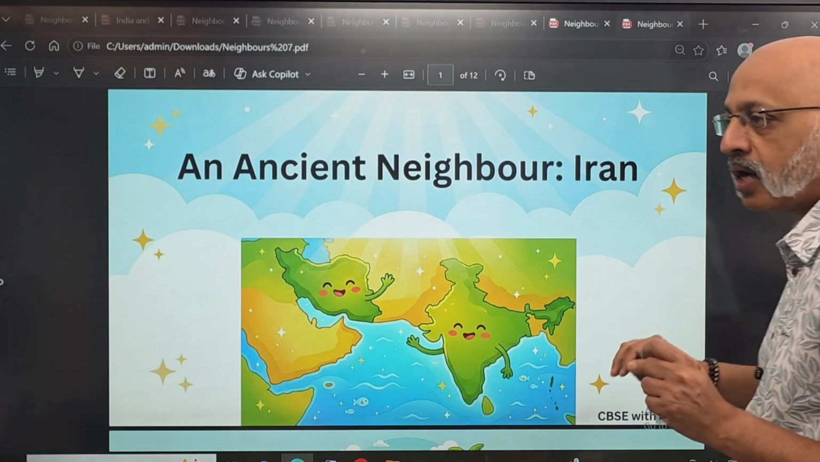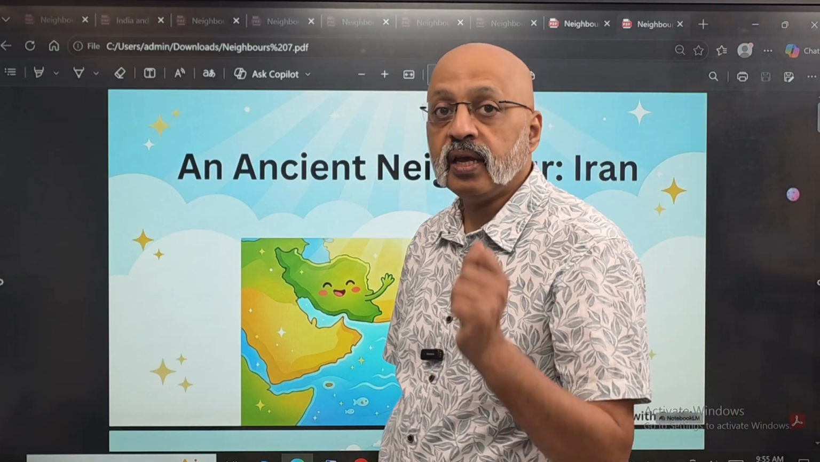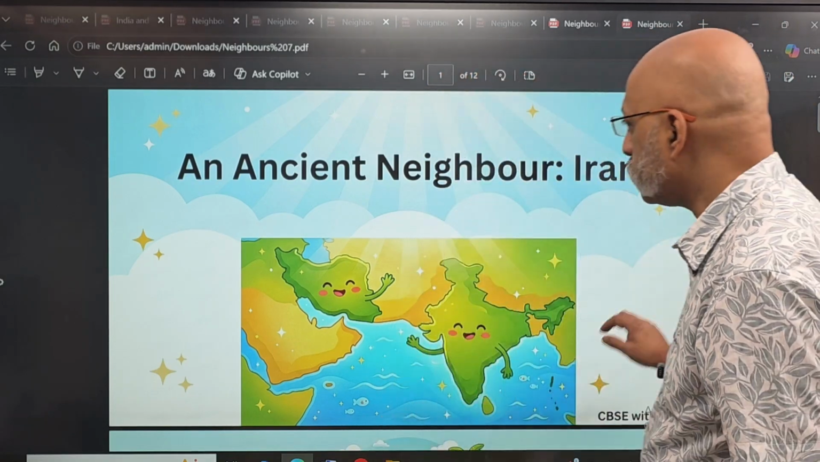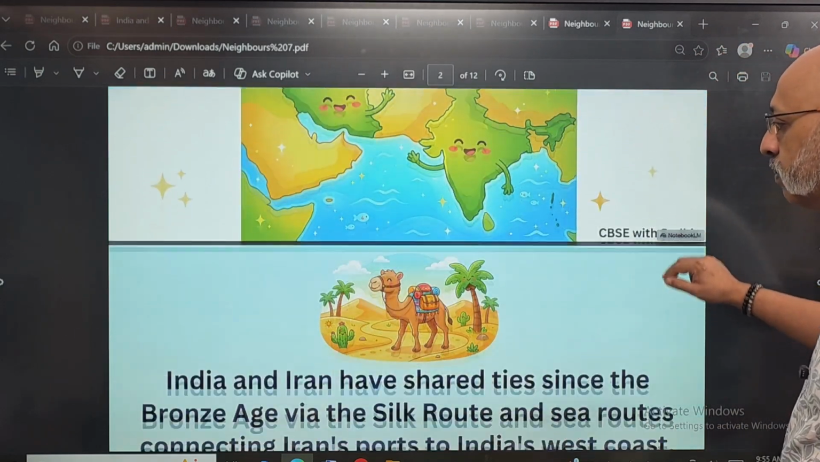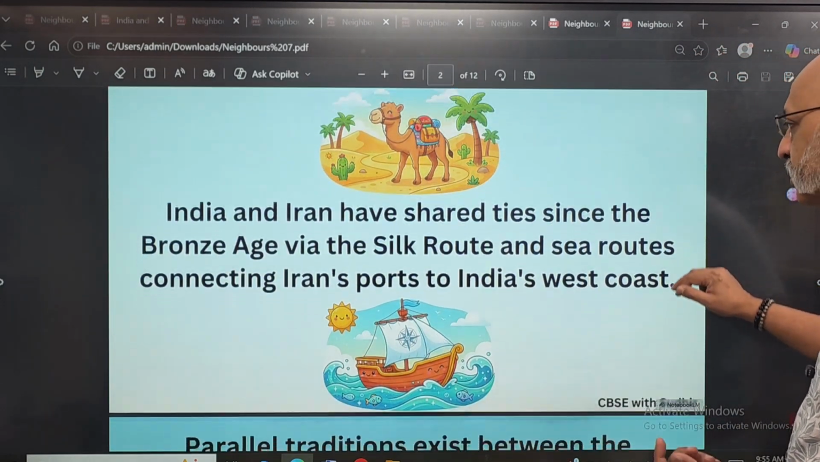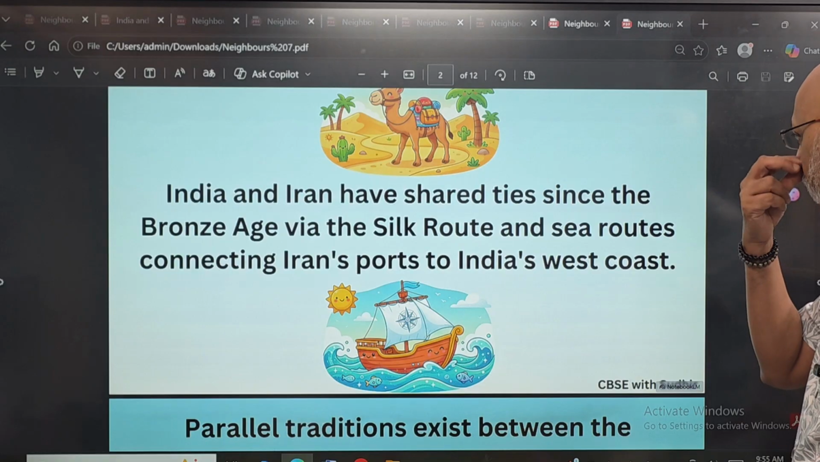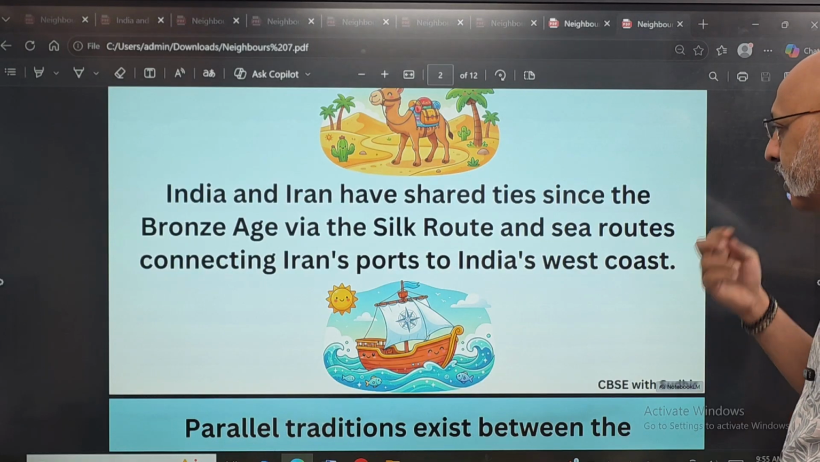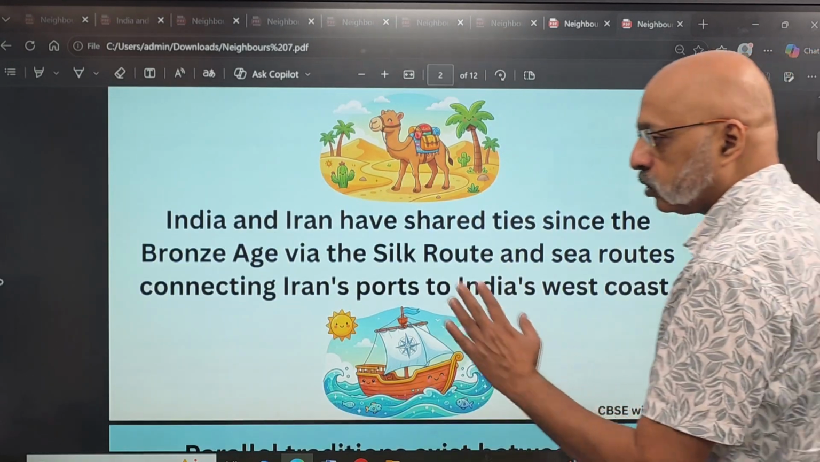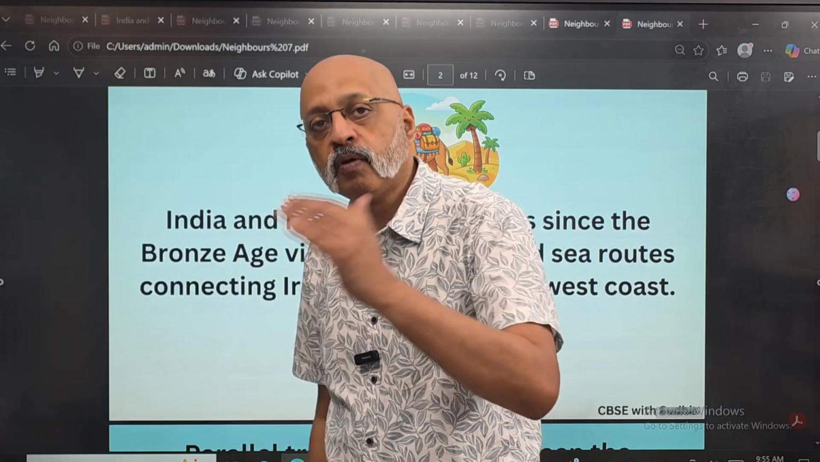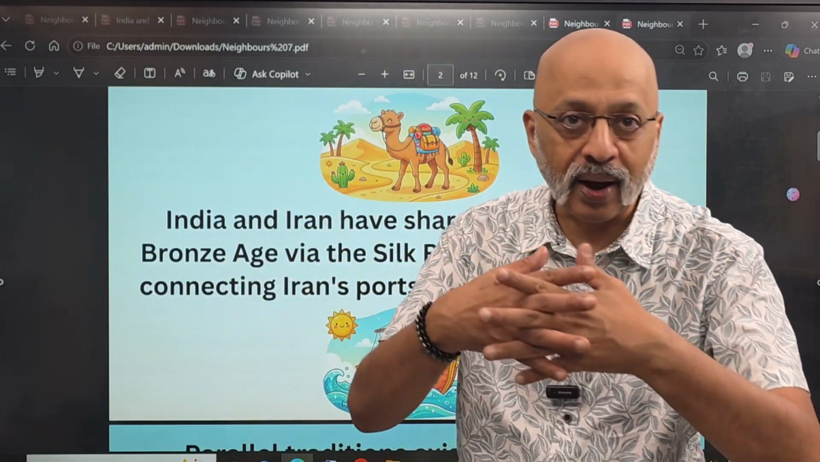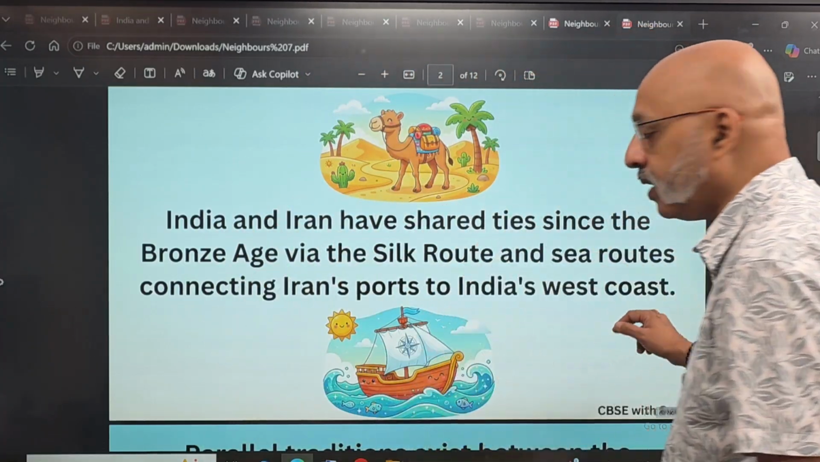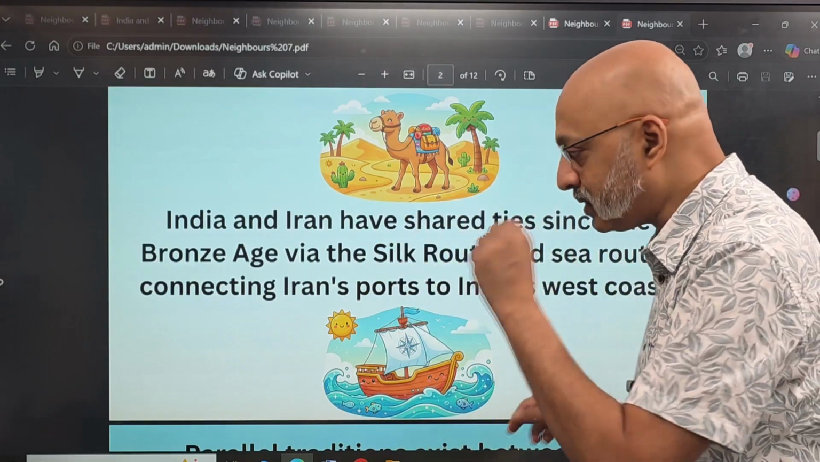Then we come to the last two, which are in the Middle East, Iran and Oman. So Iran is an ancient neighbor as far as India is concerned. It has shared ties since the Bronze Age via the Silk Route and Sea Route connecting India's ports to India's west coast. So from there, on the trade route, traders would come to buy things or sell things in India, both from the sea route as well as the land route.